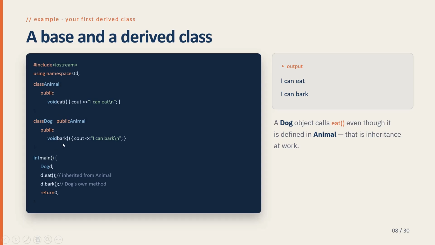The important point is that eat was defined in animal and not in dog. However, because dog inherits from animal, dog can use the inherited function. The output will therefore be something like "I can eat, I can bark." This demonstrates the basic purpose of inheritance. We define common functionality once and reuse it in the derived class.